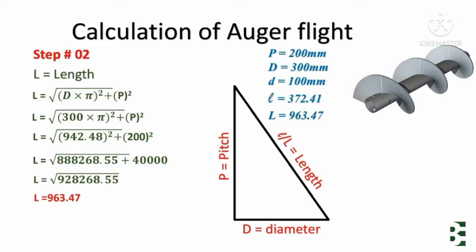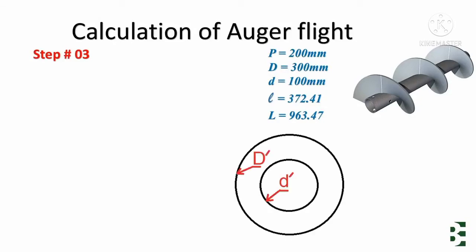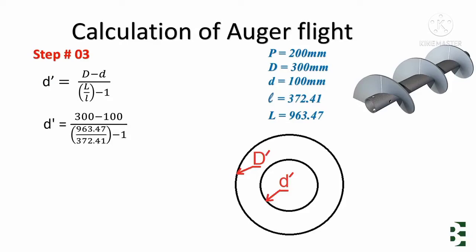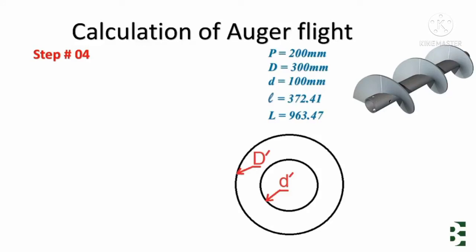In step 3, we will see how to calculate the small dia and bigger dia for the development. And here we have a formula for the small diameter: bigger d minus small d, the bigger length divided by small length minus 1. We will put all the values mentioned in blue, and now we will calculate all the values, and we have the result for the small dia is 125.8.